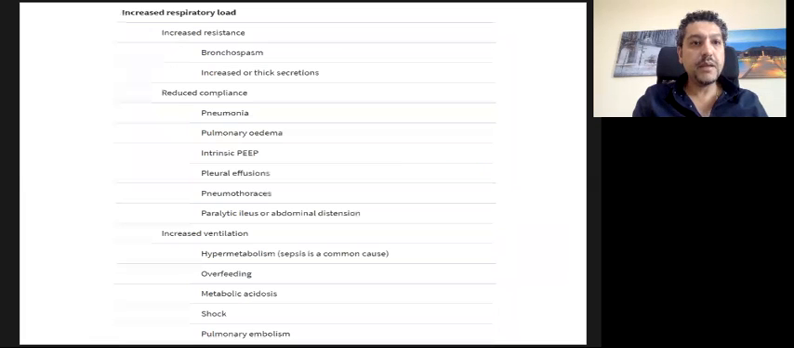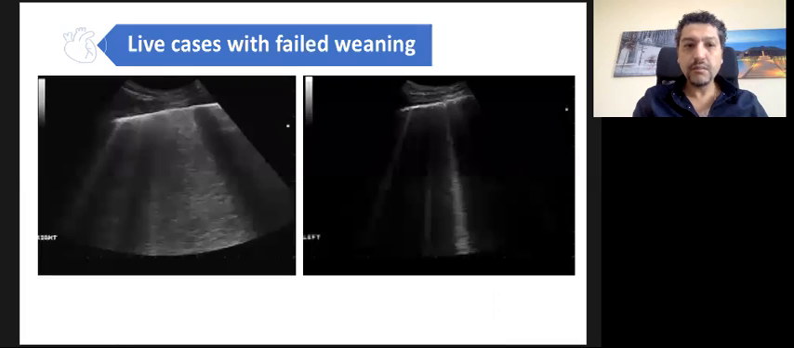weaning failure, as well as increased resistance of the respiratory tract, like bronchospasm, residual infection, thick secretions, severe pneumonia, unrecovered pulmonary edema, a patient who has very high intrinsic PEEP or auto PEEP, or a large pleural effusion, which we will go through in the live cases, and how this can portend weaning failure. So these are the last part of the lecture.